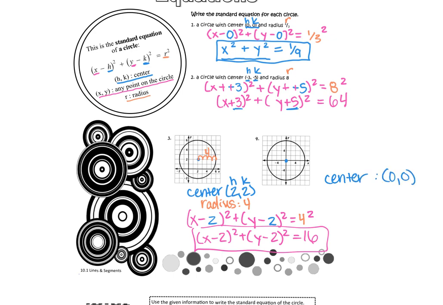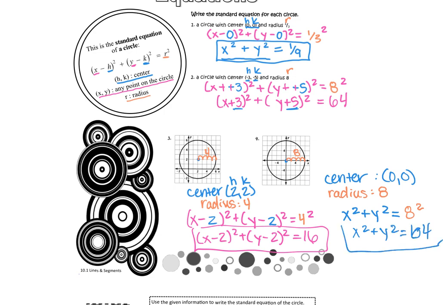And then our radius, if you notice, this is counting by 2, so each hop is actually by 2. So 2, 4, 6, 8 this time. So our radius is 8. Now, we already said if we have a center at 0, 0, then it has to be x squared plus y squared on the left. So then all we're plugging in is 8 squared. And we know that 8 squared is 64. So we have x squared plus y squared equals 64 as our final answer.